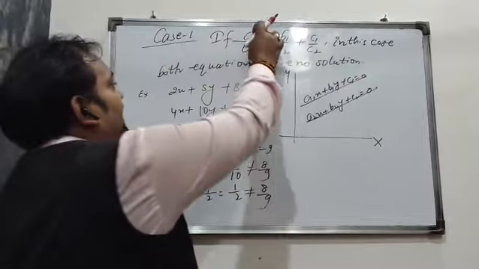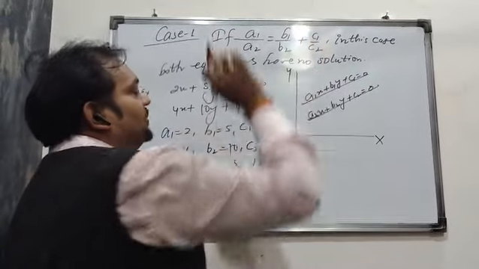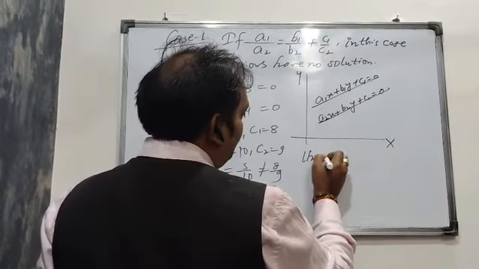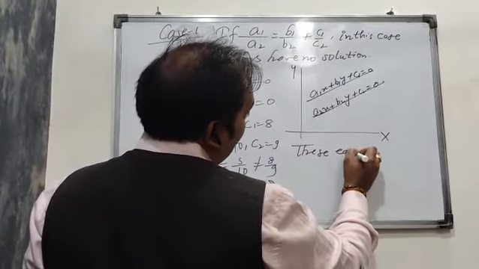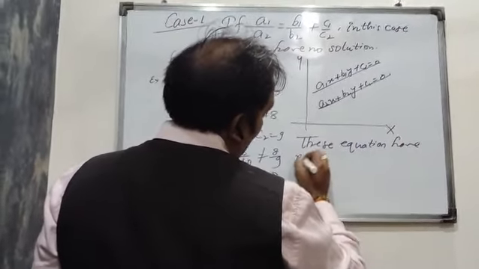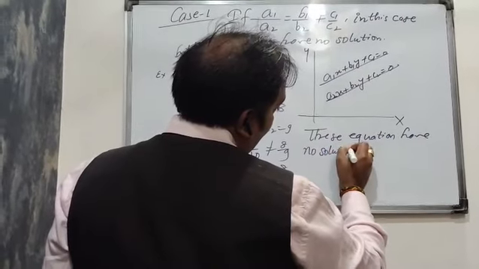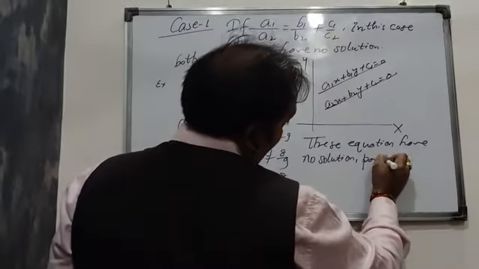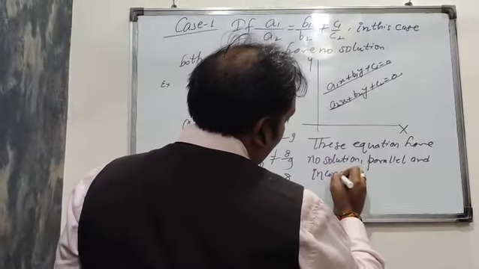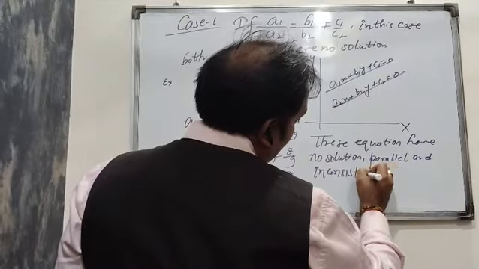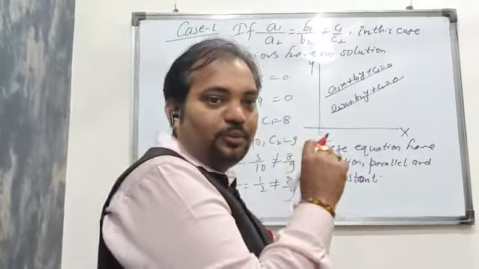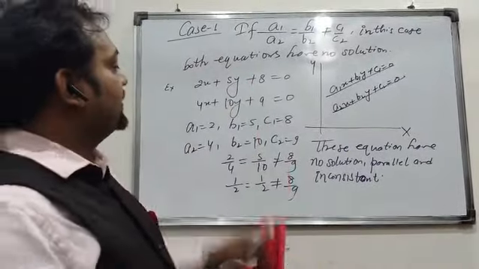So case a1 upon a2 is equal to b1 upon b2 is not equal to c1 upon c2. In this case, you will write these lines, these equations have no solution, parallel and inconsistent. They are not coinciding at any point. That's why they are inconsistent.